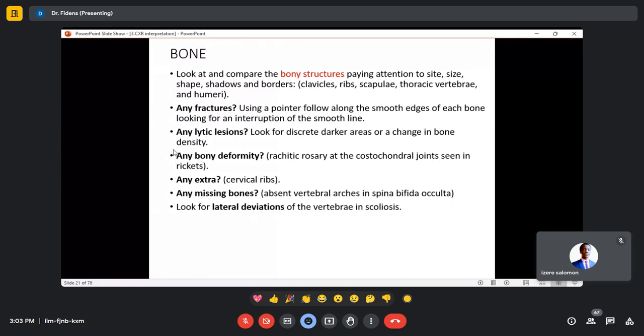And check if there is any bony deformity from anatomy, like in rickets locally. I check if there's any extra bone, like cervical ribs. It exists and can even cause pain. Check if there are any missing bones.